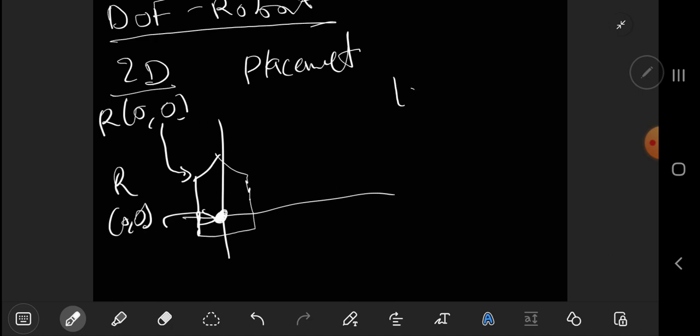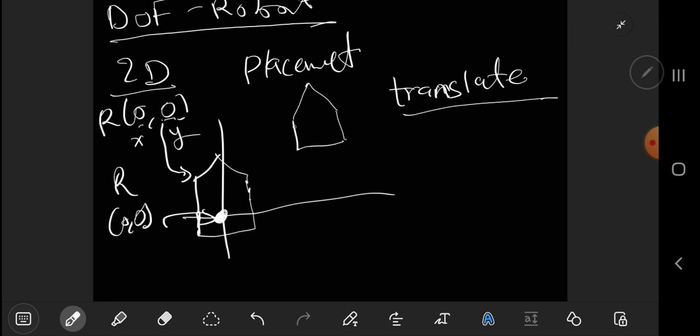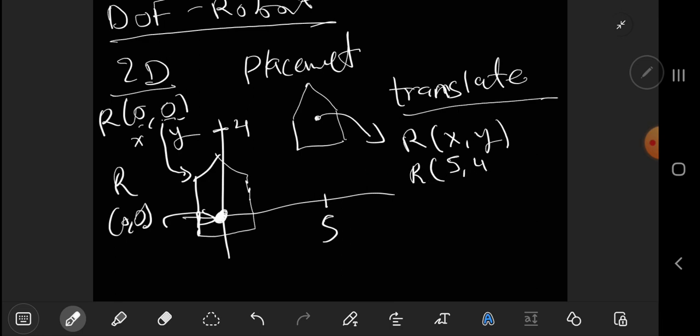Now the robot can only translate. It cannot, for example, rotate. So I can define it as x and y position. Now when we go to a general position, for example like this one, I can say that the position of the robot placement is some x and y. If I define the axis, for example this is 5 and this is 4, so the robot here is at 5, 4, right? And generally this is the placement.